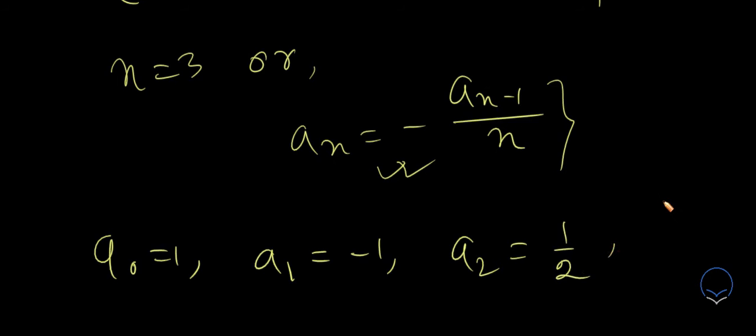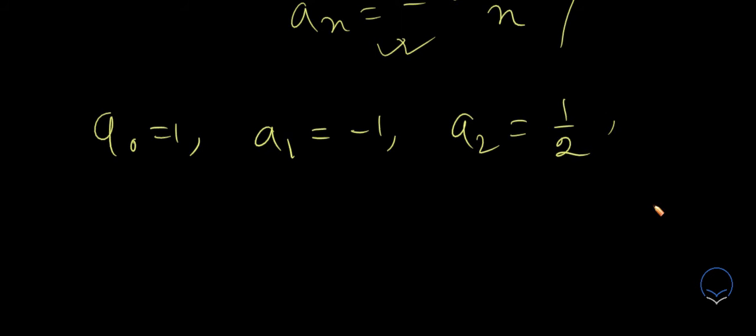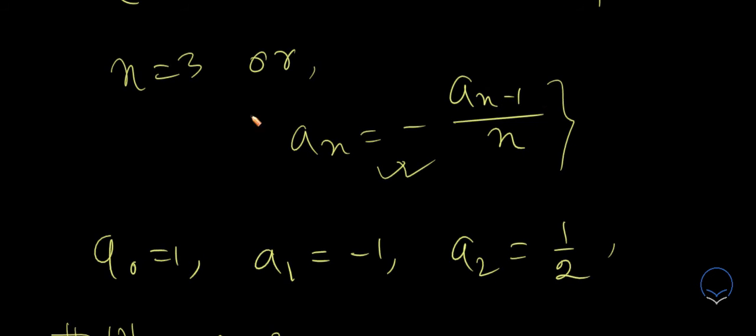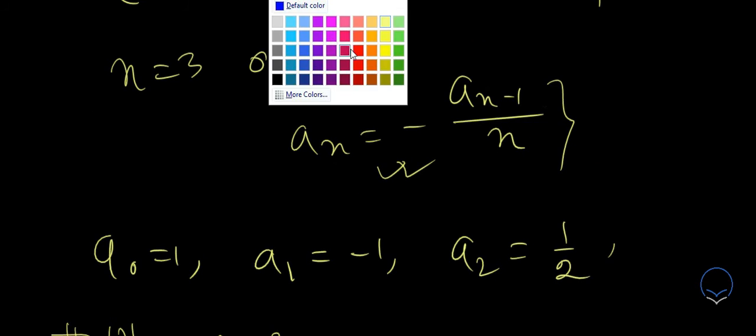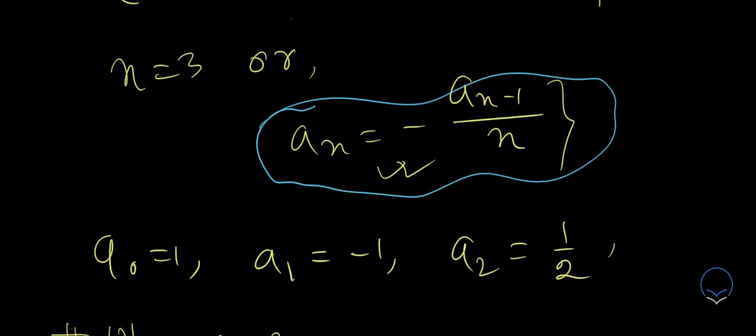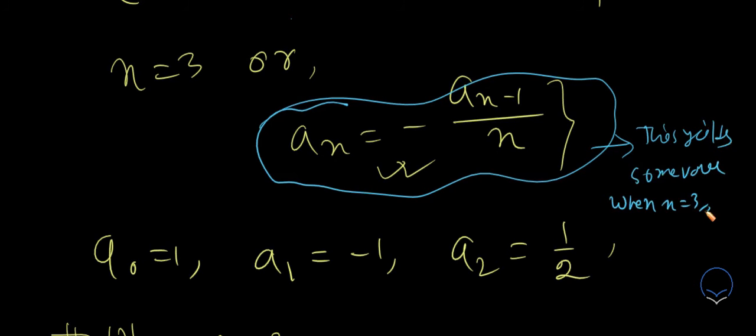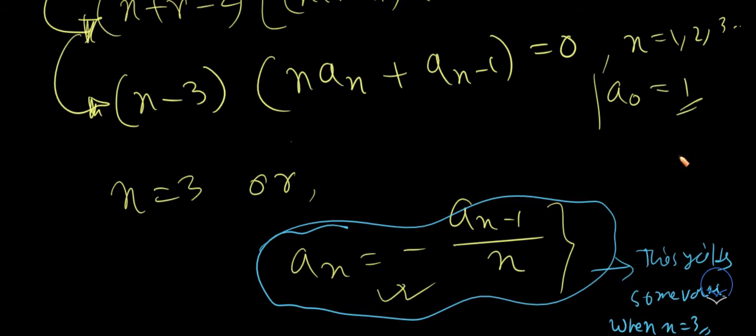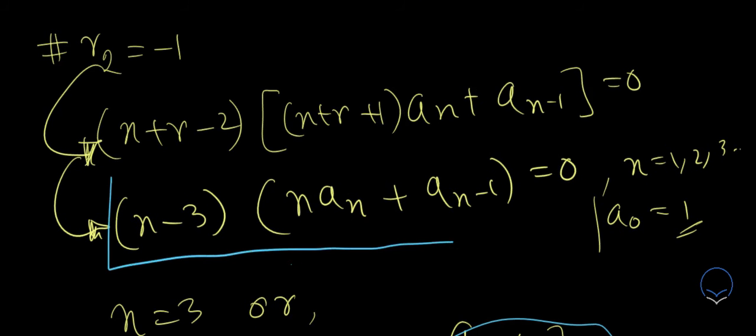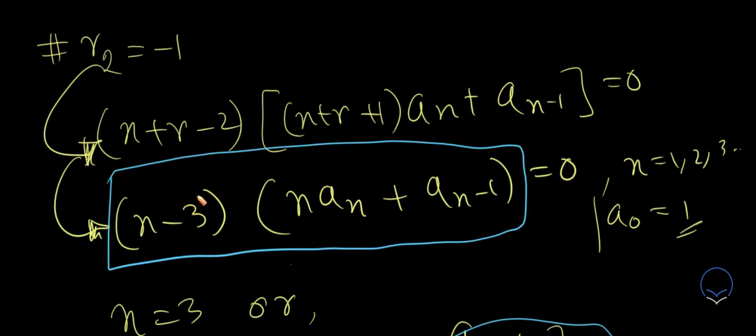However, when n equals 3, let me write it down because this is the part that is subtle. So when n equals 3, we are seeing that we are getting some value from this equation over here, right? That means this one, when n is equal to 3, yields some value. However, if you look at the origin of this recursion, that is this guy over here, it says that when n is equal to 3, this part is 0.